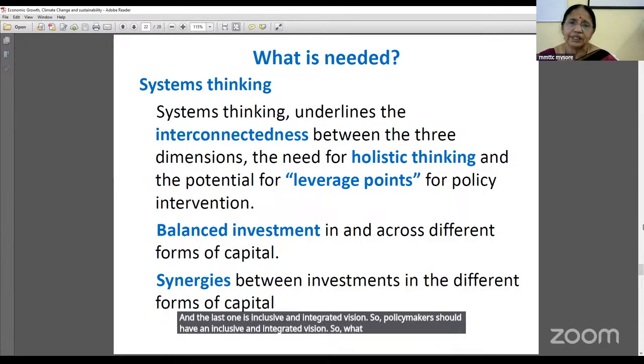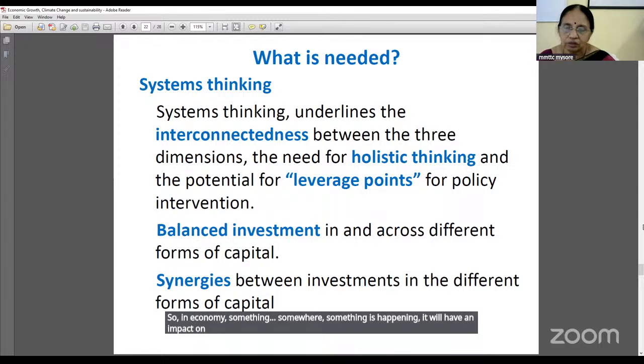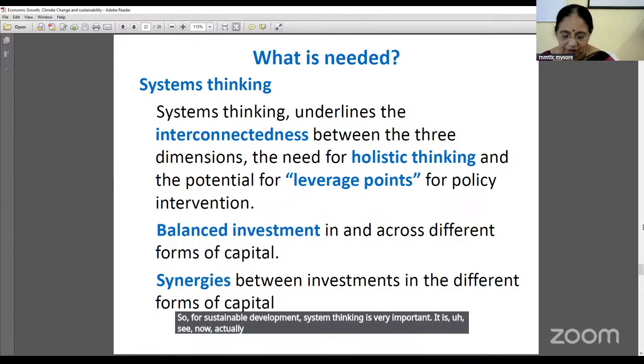What is important is systems thinking. As I told you, I'll come again to that point of interconnectedness. In the economy, if something is happening somewhere, it will have an impact on everybody. So for sustainable development, systems thinking is very important. See, now doctors are being criticized because they are looking too much into micro specialization. Dentist, of course, is completely specialized.